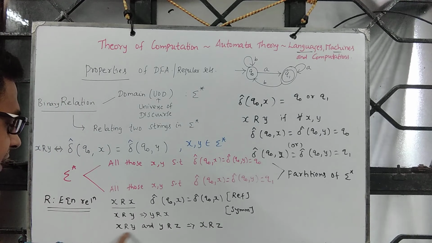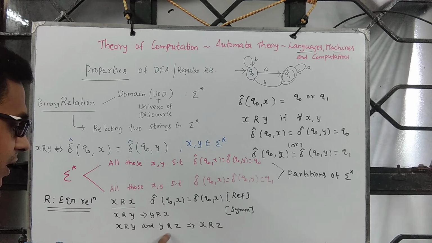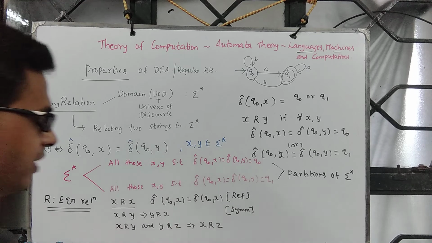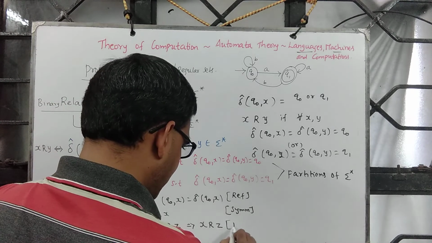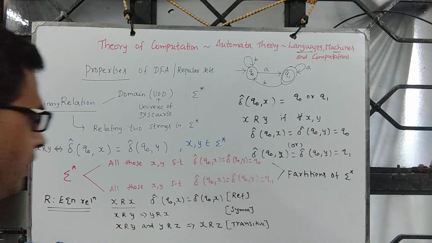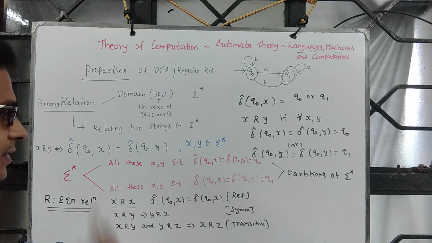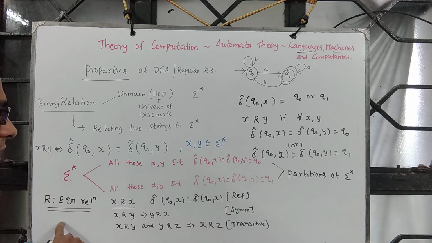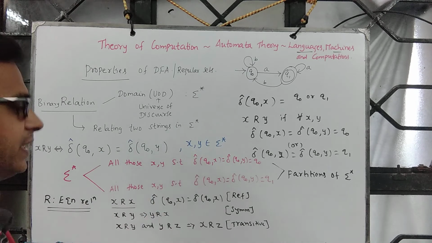If the output state is the same for x, y and y, z, then naturally for x and z the output state must be the same. If for this it is q naught, for this it is q naught, then for this and this it must be q naught. Or for this it is q1, for this it is q1, then it must be the case that for these two it must be q1. So that shows that it satisfies the transitivity property as well. So now with this we see that the relation that we have defined is an equivalence relation with respect to the set sigma star.